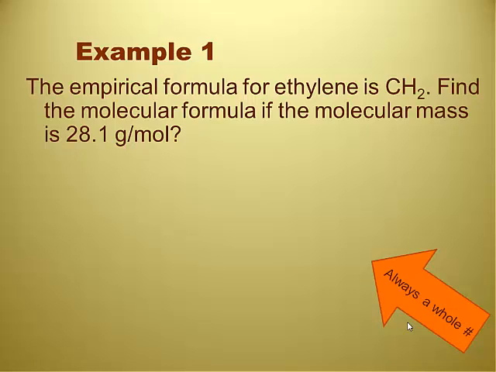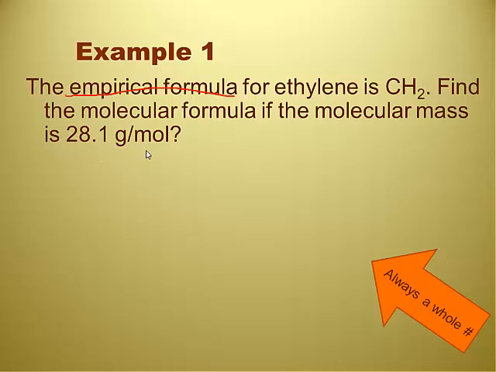Science is logic. The empirical formula for ethylene is CH2. Find the molecular formula if the molecular mass is 28.1 grams per mole. They already did all the work for us. They're giving us the EF in the problem. They did percent to mass, mass to mole, divide by smallest, multiply to whole. So they gave us the molecular mass.